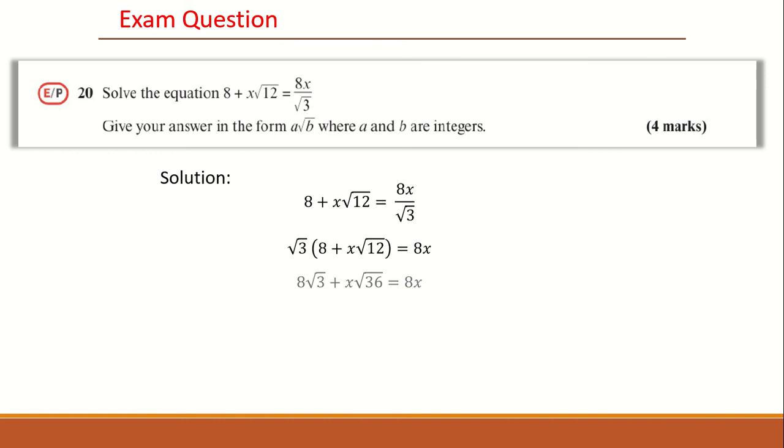And then expand the bracket to give you 8 root 3 plus x root 36, as you do root 3 times root 12. And root 36 should give you 6 because 36 is a square number. And it should give you 8 root 3 plus 6x equaling 8x. Move 6x to the other side to give you 8 root 3 equaling 2x. And finally, divide by 2 to give you x equaling 4 root 3.